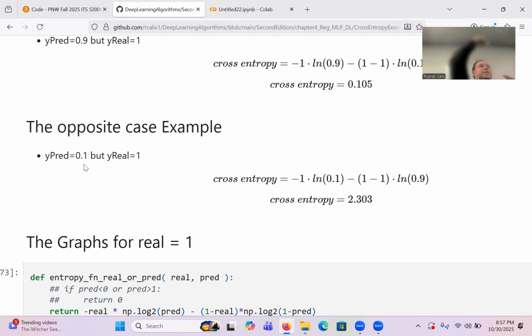So it says 1, 0, but it's saying 0.1, 0.9. Not good, right? It's not matching. It needs to be flipped. But let's see if the cross entropy catches it.